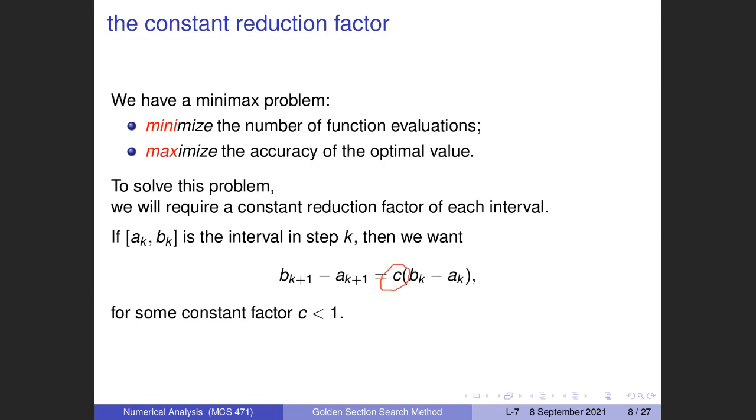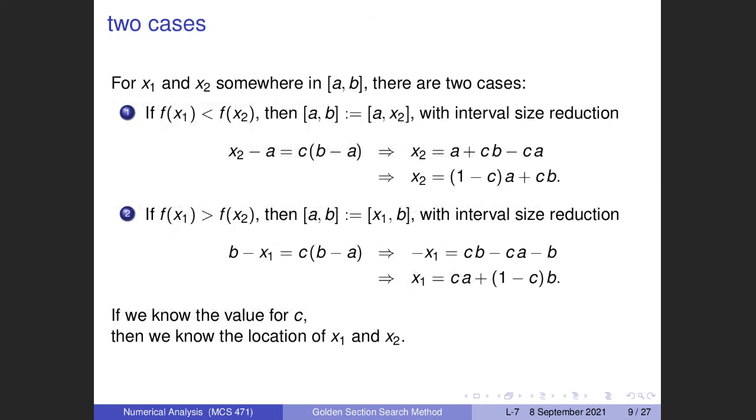So our interval starts with a, b. In the kth step, we have b_k minus a_k. Now that gets reduced with a positive factor c less than 1. Why is this helping us? It looks like we have a more specific problem now with an extra constraint. How can this be any simpler? Well, it will turn out that it is. More specific questions are often easier to answer than more general questions.